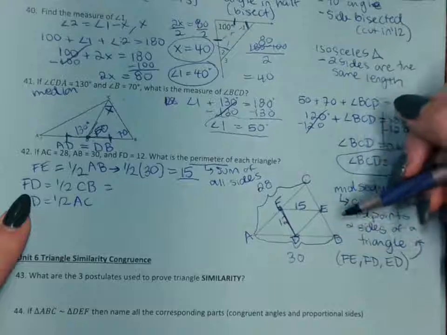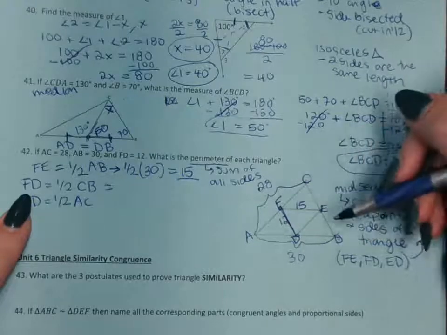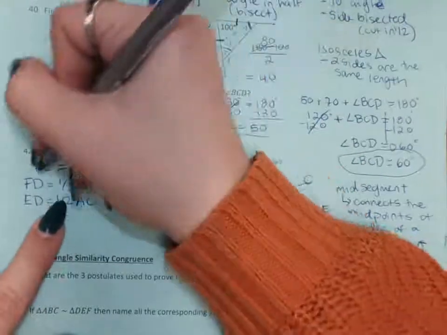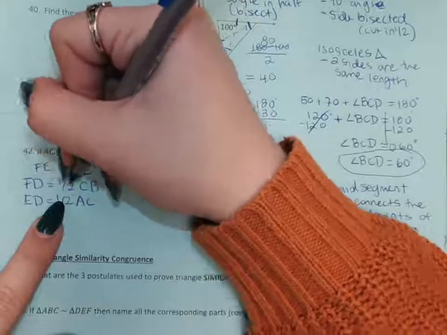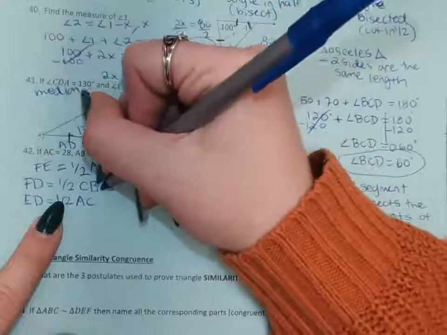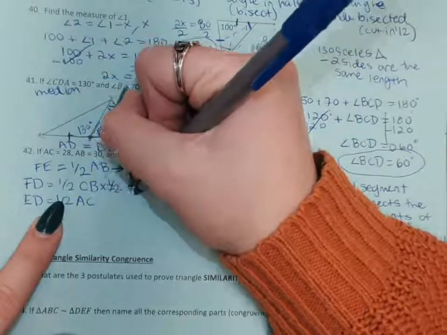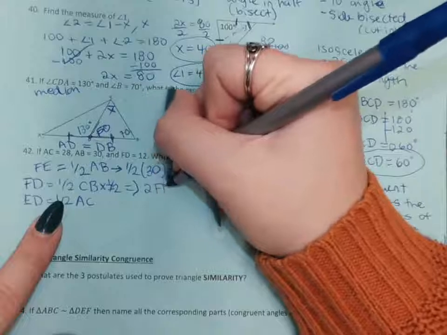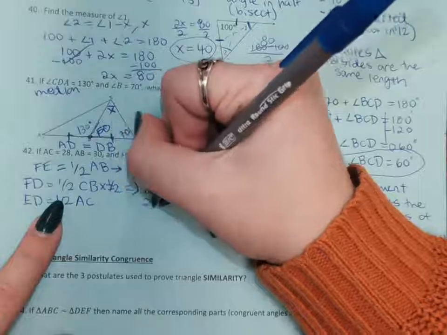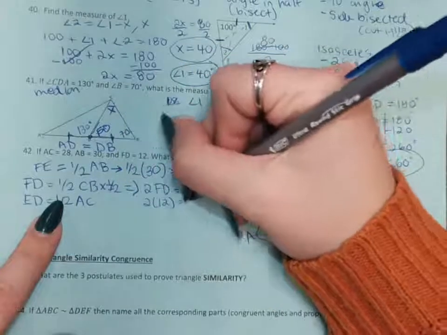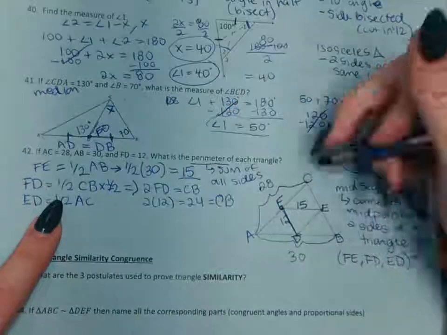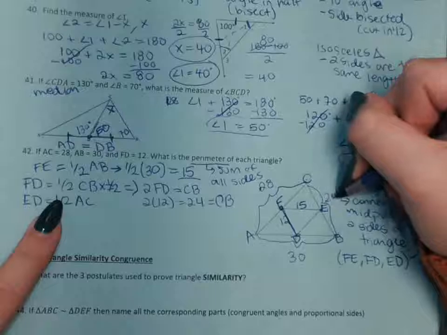And then I know that FD is 1/2 of CB. So I don't actually have CB, right? I have FD though. So if I want to find CB, then I'm just going to move this 1/2 to the other side, right? So I can either divide by 2 or I can multiply by its reciprocal. So times 1/2. So that means that 2 FDs equals CB. So FD is 12. So 2 times 12 is equal to 24. So CB is 24. So this whole thing is 24.